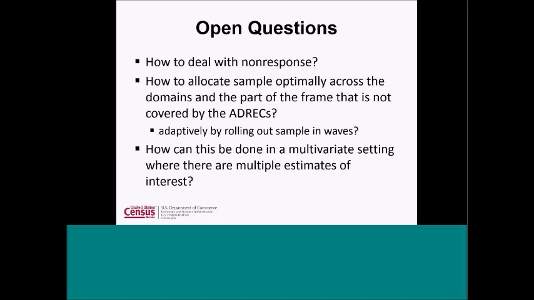Okay. And then how do we do this in a multivariate setting, right? I've only talked about one estimate for one survey, and in some contexts we might be able to get away with one or two estimates, like in monthly establishment surveys. But especially on the demographic side, and even on the more complex establishment survey side, we're talking about lots of estimates.